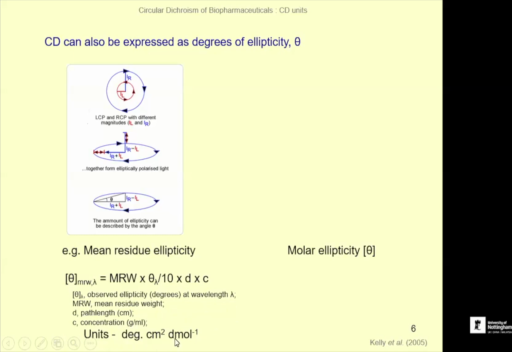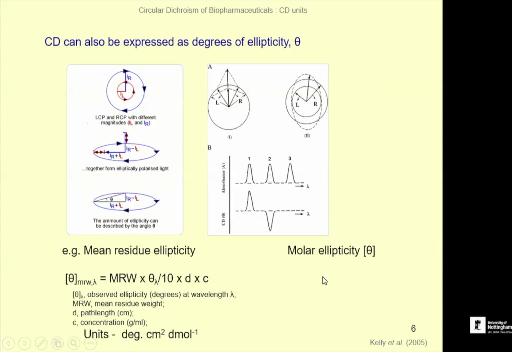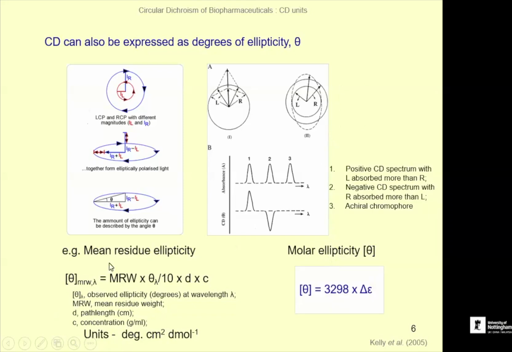So those are the units, and a variation on that, still on ellipticity, is that you can express it as molar ellipticity. And that's just taking into account moles rather than mean residue weight. Doesn't matter which one you choose. And there's a simple way to relate ellipticity to delta E or delta A, and it's simply shown by that equation with a numerical interconversion between the two, because in the end they have to reflect the same things, so they are directly related to each other.